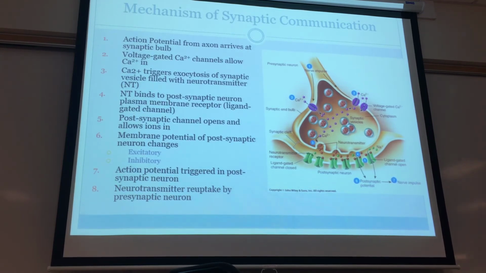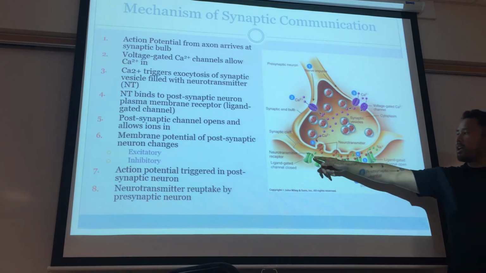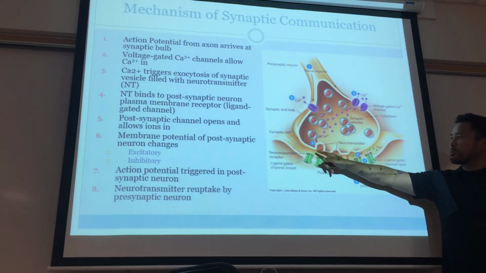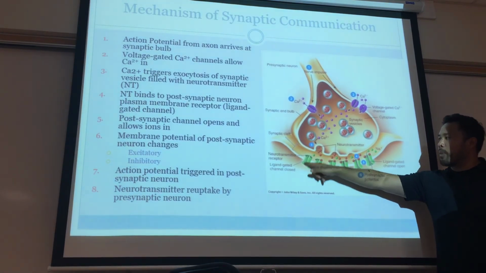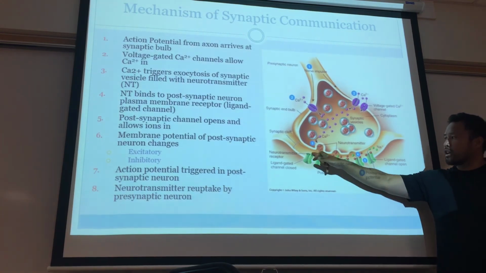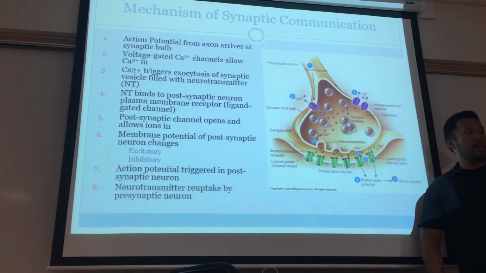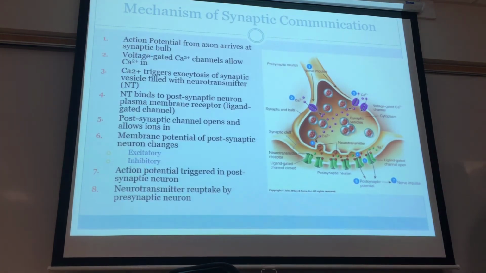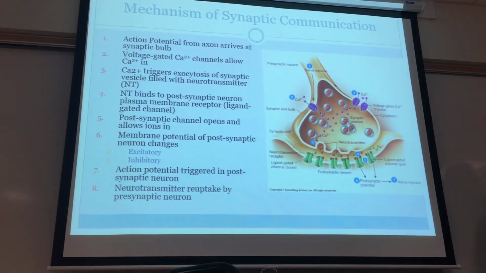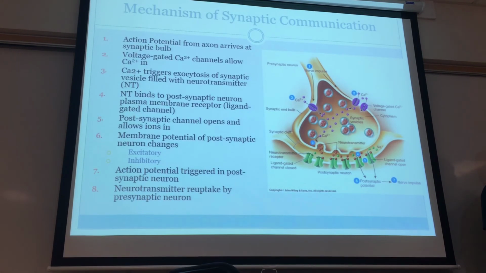So a neurotransmitter binds to a receptor, and each of these neurotransmitters needs to bind to a receptor that's part of that channel. As long as that neurotransmitter binds, that channel opens up, and that either allows sodium in, or for an inhibitory neurotransmitter allows potassium out, or allows chloride in.